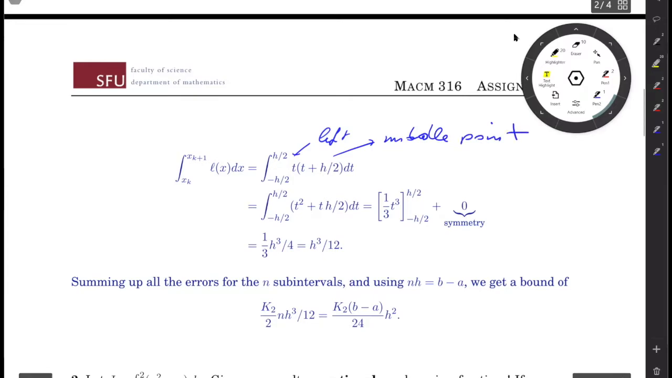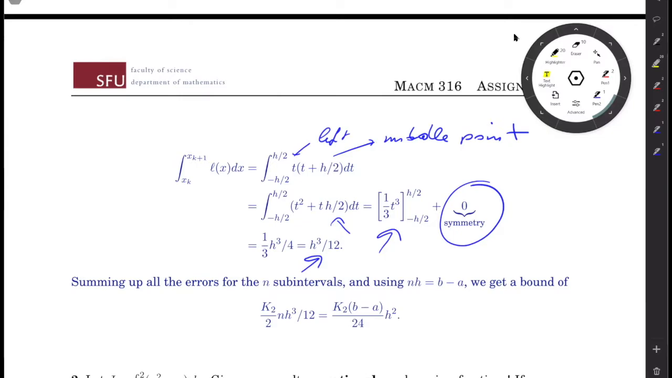So multiplying this out gives us the integral from minus h over 2 to h over 2 of t squared plus t h over 2 dt. And this integral is 0 because of symmetry. And so we're only left with the first contribution. And so that gives us an h cubed over 12. And that is only half as big as we would get for the trapezoidal rule.